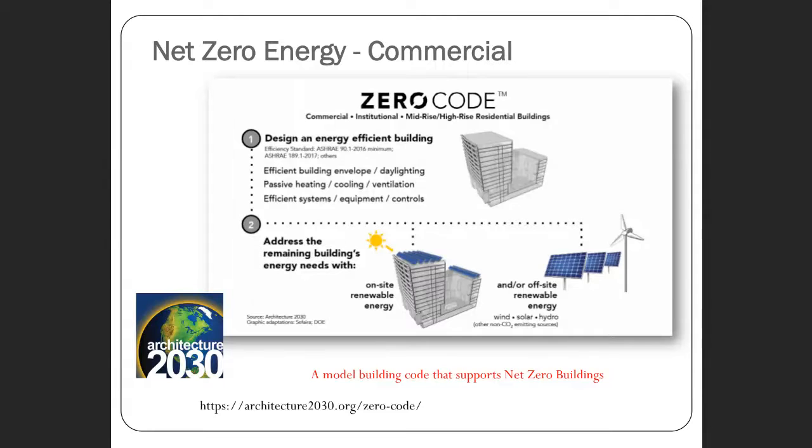In the last couple of years, there's been more work done on energy codes, right? Remember, energy code would be the minimum requirements, the must-have, the things that we have to do. So again, zero code is one commercial energy code put out by Architecture 2030, a model building code that supports net zero buildings. So again, design an efficient building and address the remaining building energy needs with renewables.